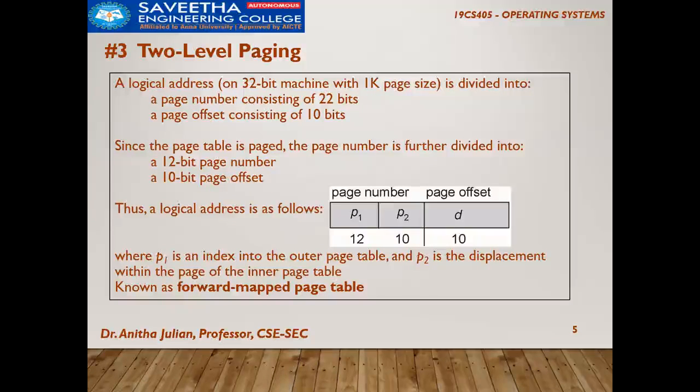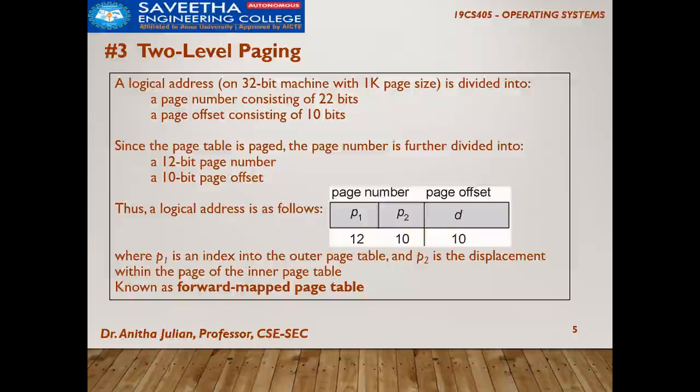Basically, there are some example problems given. When we studied the paging concept, we said that a single page table may not be sufficient, so we will go for 2-level paging. Here I have shown an example. If the logical address is 32 bits with a 1K page size, we can go for the paging concept with 2 levels. That is what is explained here.